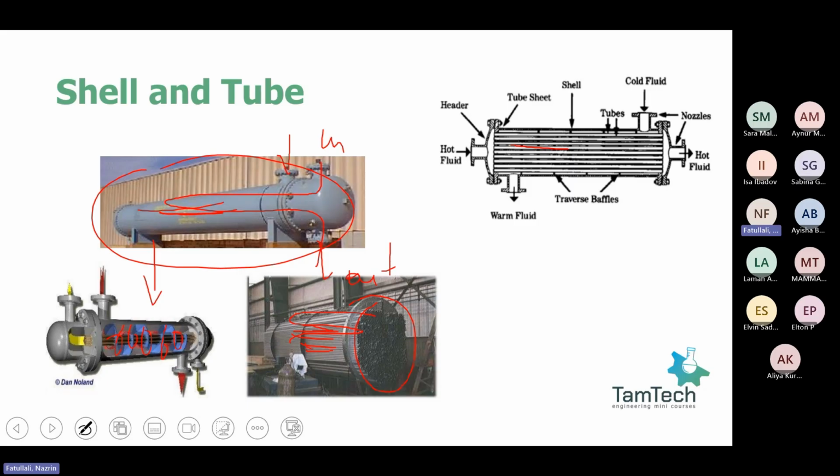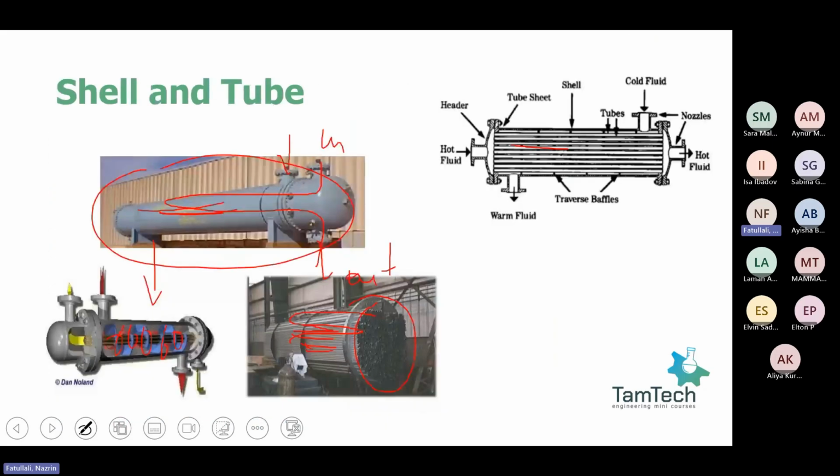So, the baffles here, as I mentioned, force the shell side fluid to cross the tube bundle, rather than creating a straight flow, because if the fluid is straight, it means there will be less heat transfer. Baffles help to increase efficiency and heat transfer in the heat exchanger.